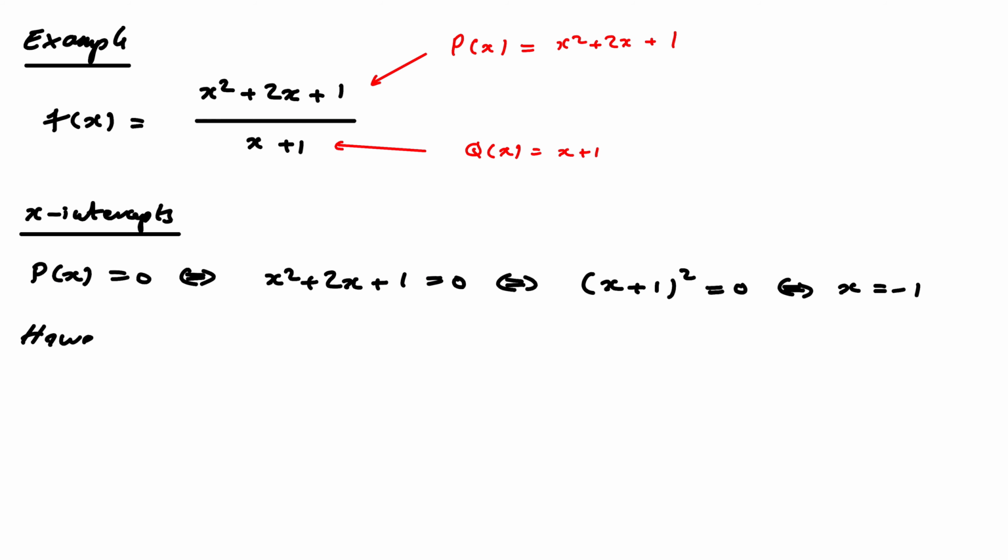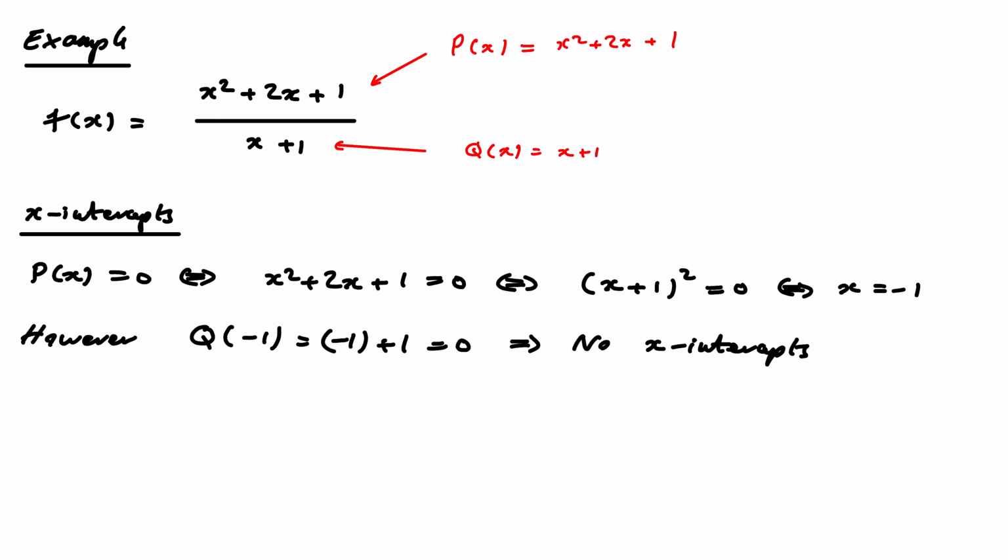However, if I was to feed this in, q of minus 1 is equal to minus 1 plus 1, which is equal to 0. So this implies what? This is not an x-intercept. There are no x-intercepts because it would be 0 divided by 0, which is undefined. So that's a bit subtle, right? You can't do this completely brainlessly.